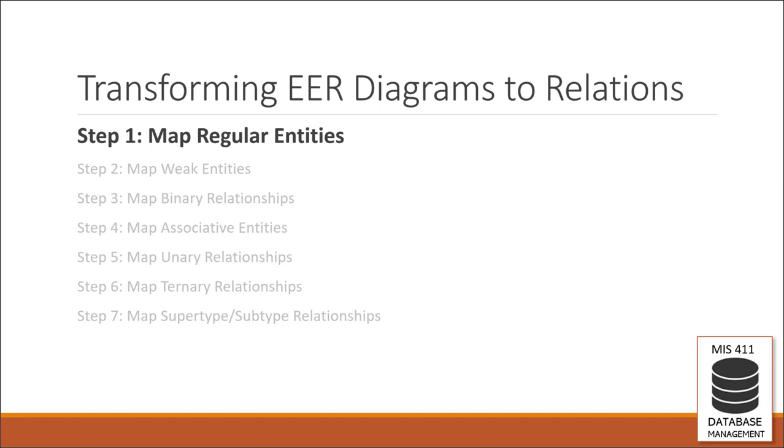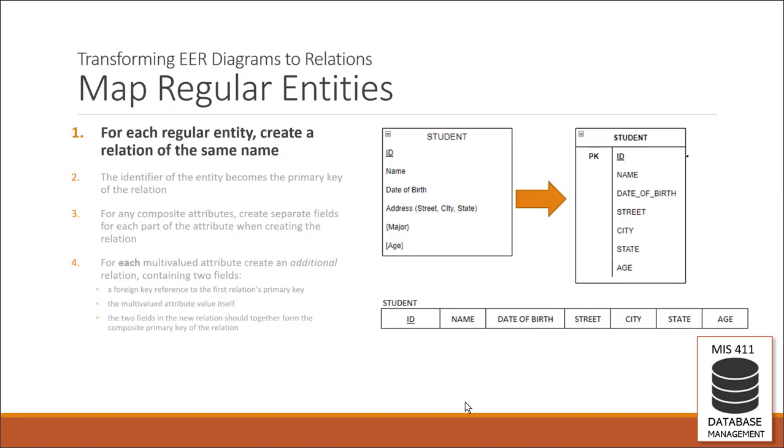Step 1, mapping regular entities. So here we're going to dive right into the process of mapping a regular entity. And again, a regular entity just refers to, say, a strong entity with nothing particularly special about it. It's not a supertype, subtype, it's not an associative entity, etc. It's not dependent upon anything else, so it's not a weak entity.